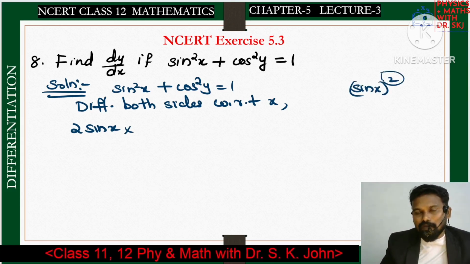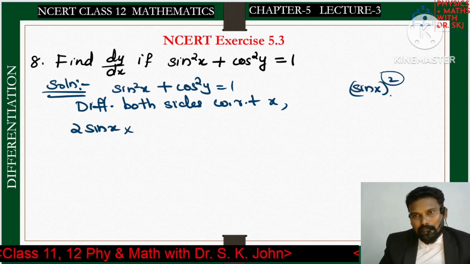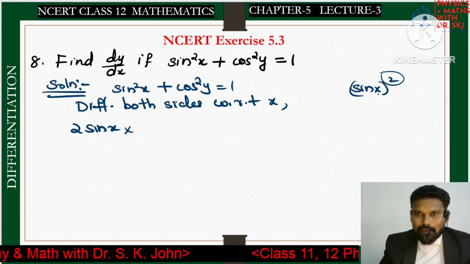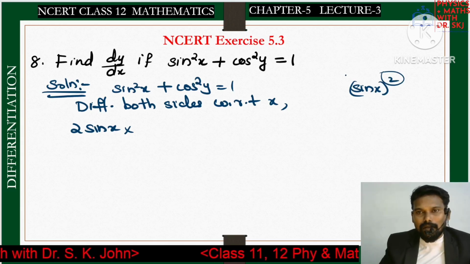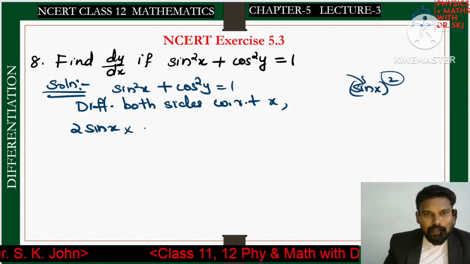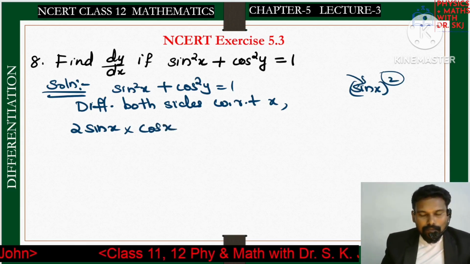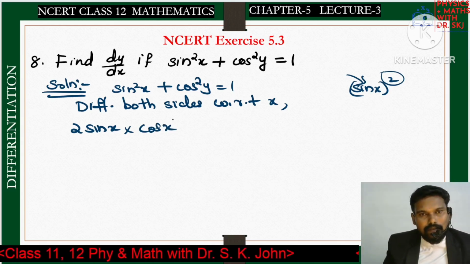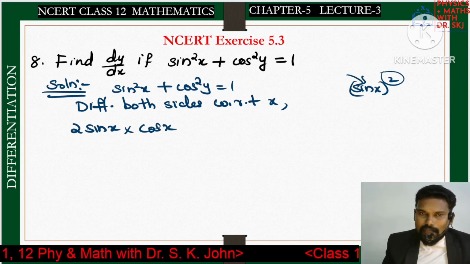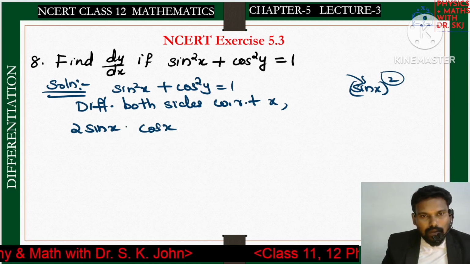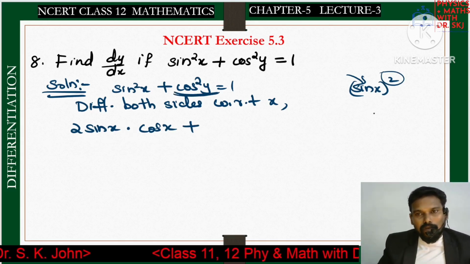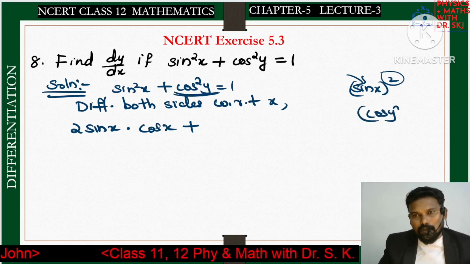So first we have to differentiate the square term. The derivative of x square is 2x. So the derivative of sine square x is 2 sine x into, then we have to differentiate sine. The derivative of sine is cos. It is a chain rule. The derivative of sine is cos x. The derivative of x is 1. So it's okay. 2 sine x cos x plus, here it is cos y the whole square.